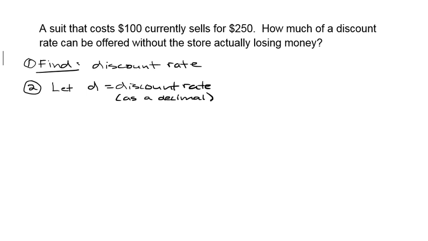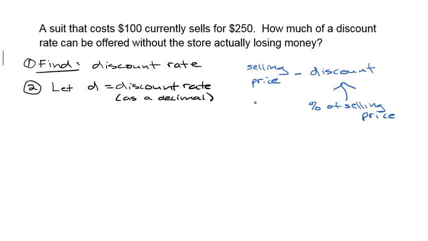Now, before we go into setting up our inequality, we have to remind ourselves what it means. What do we do with a discount rate? The way a discount rate is used is we take our selling price and then we subtract the discount. Okay, so now we need to look at where that discount comes from. The discount is going to be a percent of the selling price.